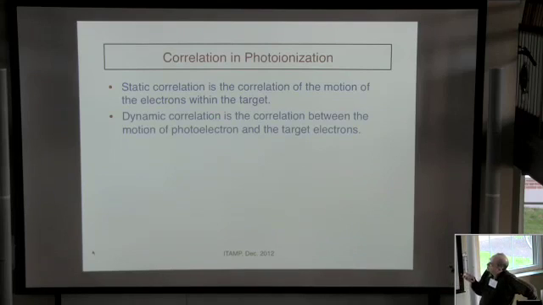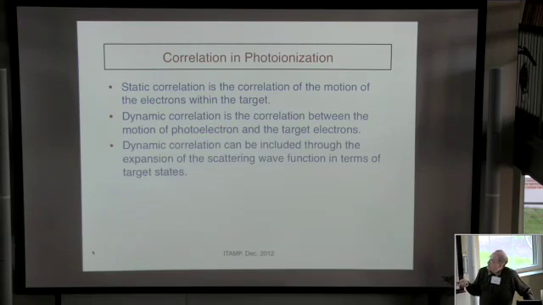Okay, so what determines those pictures in this particular case? A fair amount of correlation was needed to get these to agree with the experiment. There are different kinds of correlation. One would be static correlation, where you actually have the correlated target. Then there's dynamic correlation, where the target is responding to the incoming or the outgoing photoelectron.